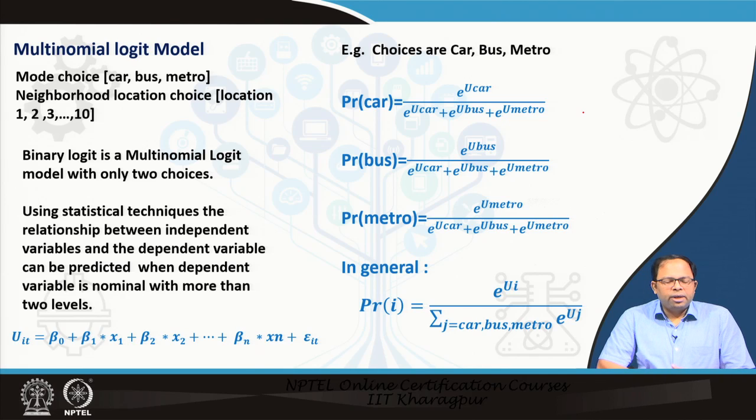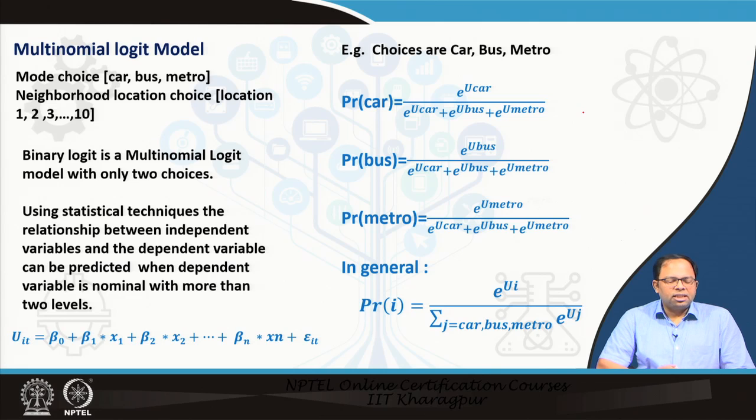So, the multinomial logit model could be developed for mode choice, like a choice between car, bus or metro, or it could be for neighborhood location choice. The choice could be between neighborhood location number 1, 2 to 10, or it could be anything. And we have two forms of the multinomial logit model. One is the binary logit model, where there are only two choices, and then there is of course the multinomial logit model, where we have multiple choices.